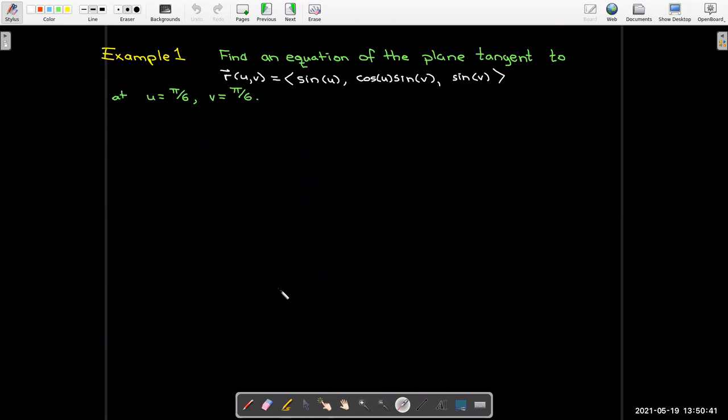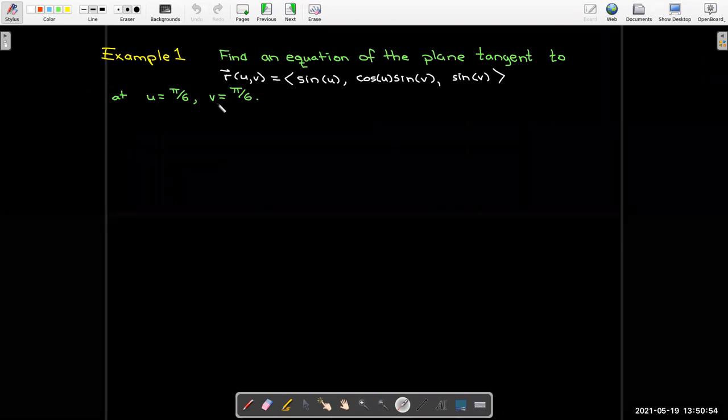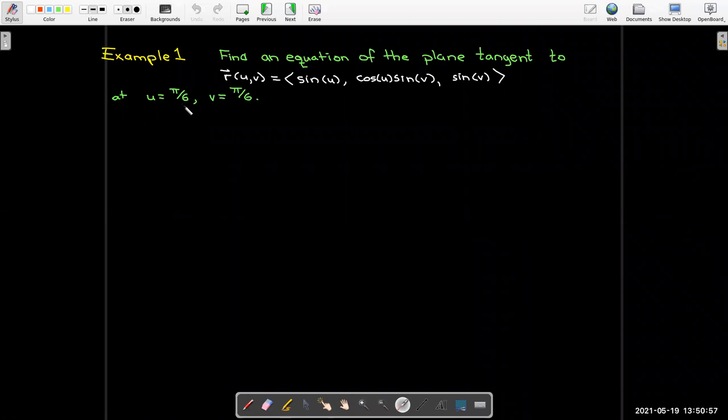So let's do an example. I have a parametric representation of this surface here. And we'd like to find an equation of the plane tangent to it at u equals pi over 6 and v equals pi over 6. So the position vector of the corresponding point, our initial point r naught, when u equals pi over 6 and v equals pi over 6, is the vector with these components here: 1 half, radical 3 over 4, 1 half.